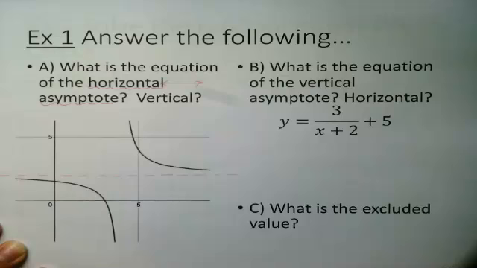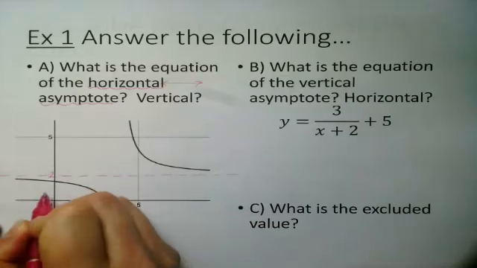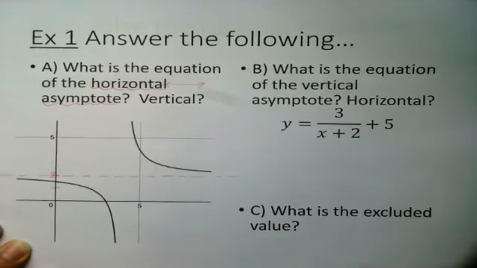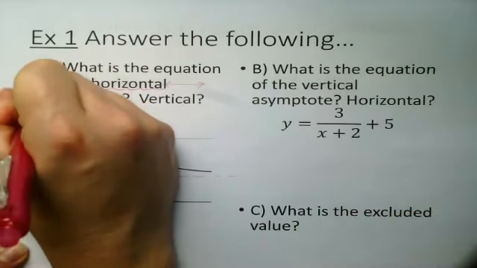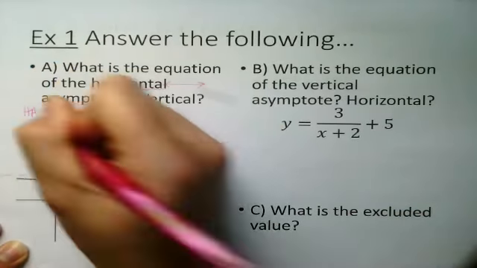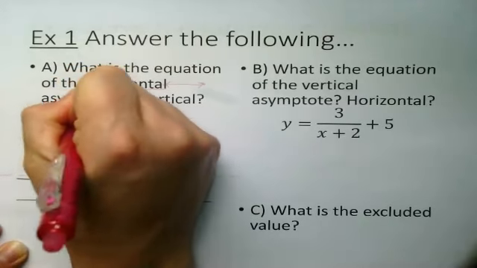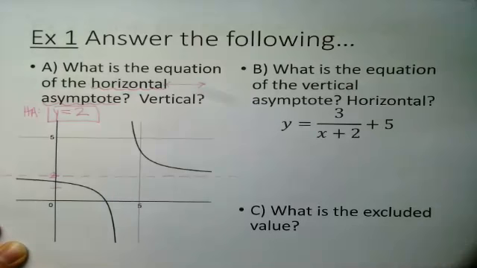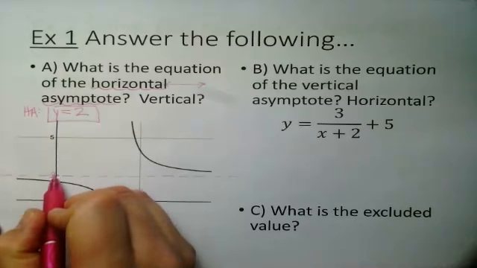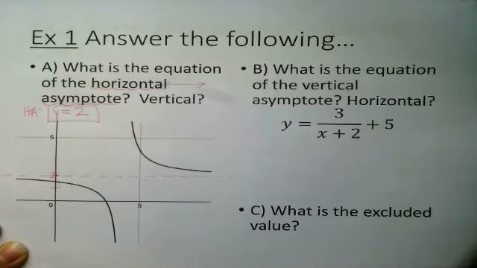And that is the horizontal asymptote. And you can see that it's going through 1, 2 on my y-axis. And so the equation of the horizontal asymptote would be y equals 2. And this is what you would have to type in to IXL, y equals 2. So again, it's crossing 2 on the y-axis, therefore y equals 2.